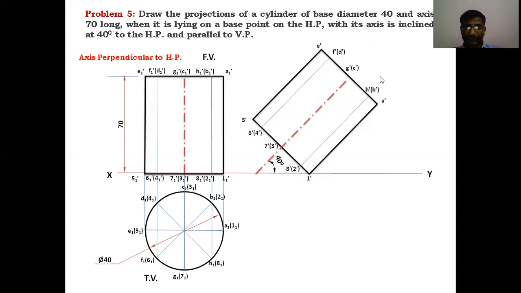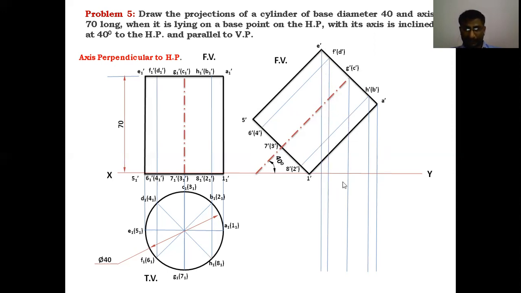After getting these points, you have to draw the projectors from each. This is the front view after rotating. The axis is inclined at 40 degrees to the HP. This is the front view. Okay, after getting the points, draw the projector lines from each point, that is, the vertical projection lines. These are the projectors from the upper base, and draw the projectors from the bottom base points. These are the bottom base points. Like this, you have to draw all the vertical projectors from each point, upper base points and bottom base points.